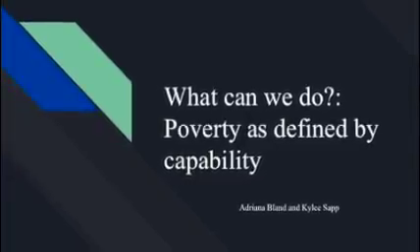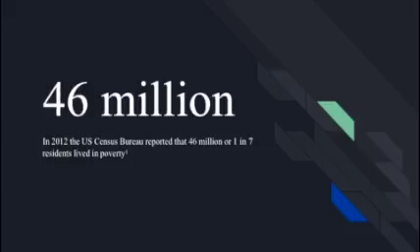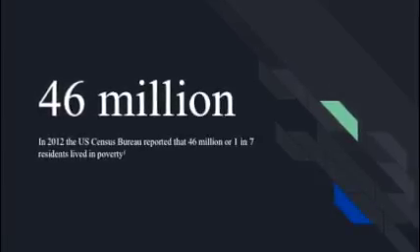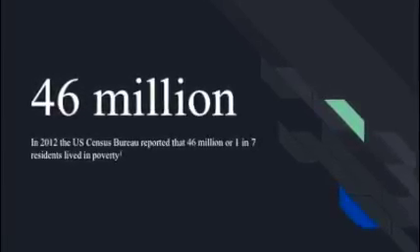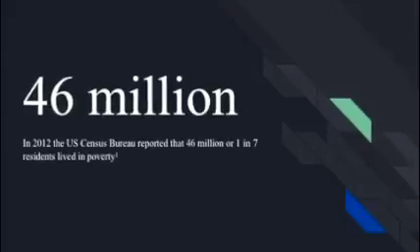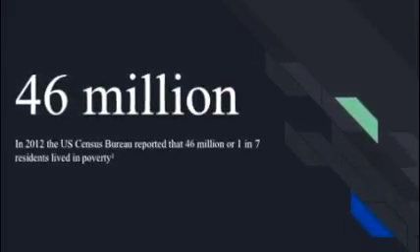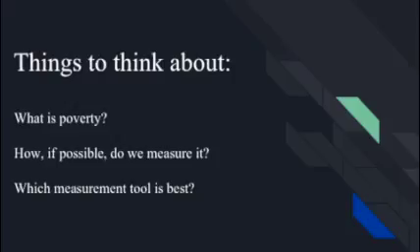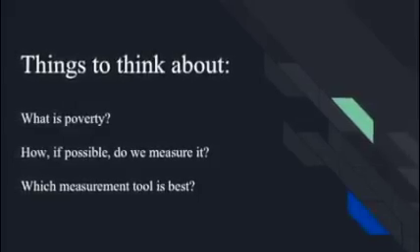What can we do? Poverty as defined by capability. How do we define poverty? It looks different for each of the 46 million people currently below the federal poverty line. And once we define it, how do we measure it? There's no one good way to do it, and different measurements yield different results.